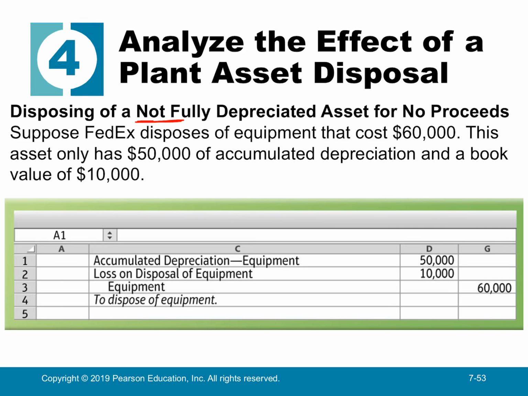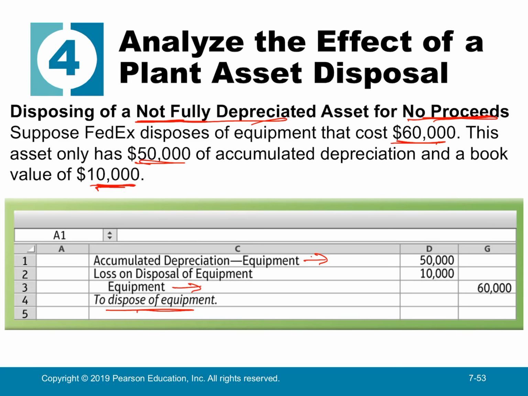What happens if it's not fully depreciated? Suppose that the equipment costs 60,000 and there's 50,000 of accumulated depreciation, meaning a book value of 10,000, right? 60,000 minus 50,000 equals 10,000. And so now we dispose of it, okay? So we just get rid of it. There are no proceeds, right? We're not selling it, we're just junking it. We're just disposing of the equipment. Well, we're going to zero out accumulated depreciation for this piece of equipment. We're going to get this equipment off of our books.